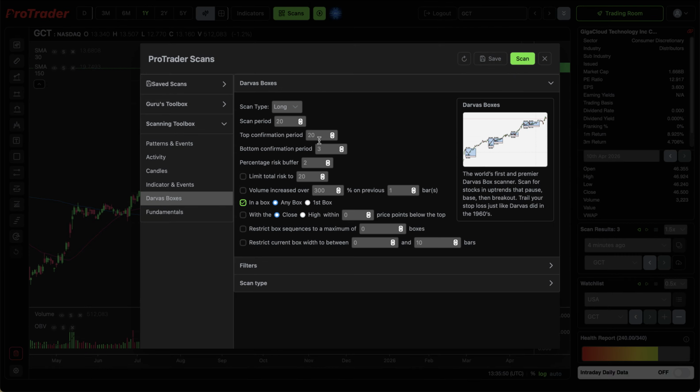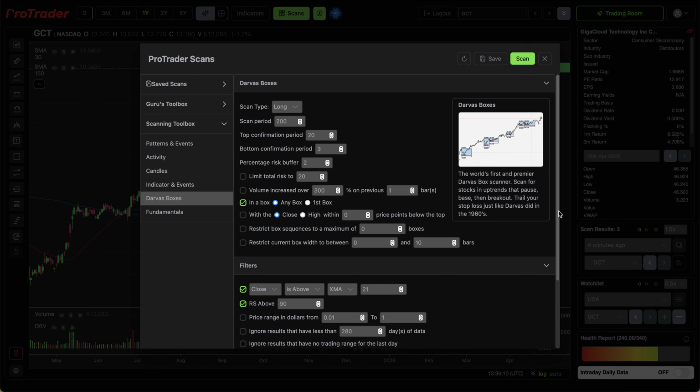then what I've done here is you can change all these parameters, but I'm just scanning for a 200-day Darvas box. So these need to make a 200-day high and then base and form the box. The top confirmation period is 20. Okay, so it needs to form that high and then base for at least 20 days in order to come up in the results. It must be in a box at the moment.